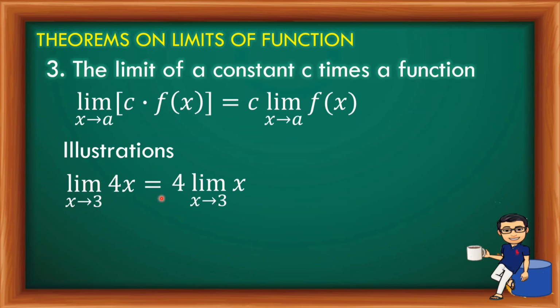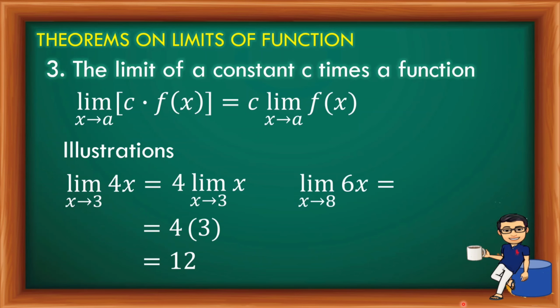So for this constant value, times the limit of x as x approaches 3. As I have mentioned, you are about to substitute this approaching value of x to x. Hence, this becomes times 3. So limit of x as x approaches 3 becomes 3, like the second theorem. And you are about to multiply 4 times 3, and that is equal to 12.